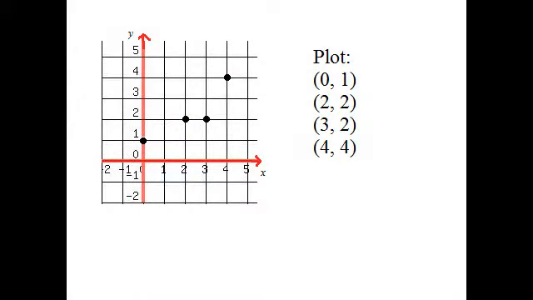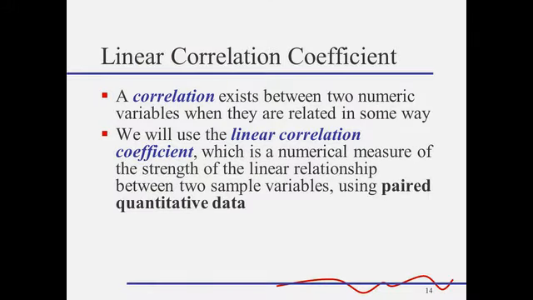You've graphed ordered pairs before. Here's an example to remind you how it works. We graph the first number on the x-axis, the horizontal axis, and the second number of the ordered pair on the y-axis. When we have two numeric variables that are related in some way, we say there is a correlation. This only applies to numeric variables.